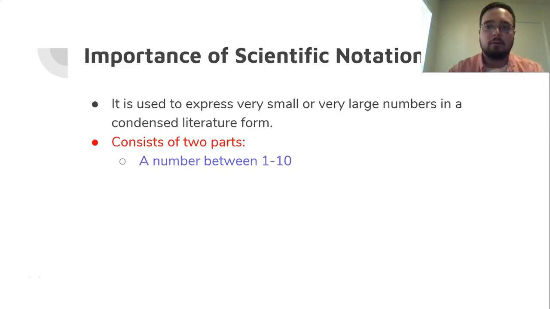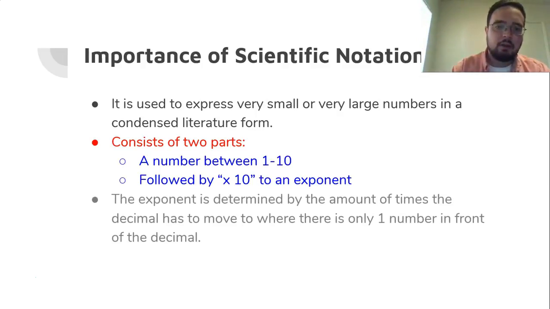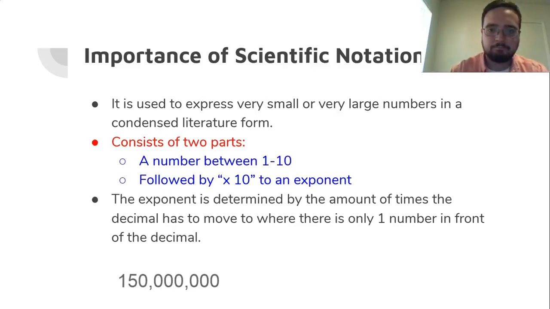It consists of two parts. First off, there is a number between 1 and 10 that's usually used at the very front of the notation. I'll explore that a little further in a second. And then it's followed by an exponent, where it's 1 through 10 times 10 to the something. That something could be positive or negative. The exponent is determined by the number of times the decimal has to move to where there is only one number in front of the decimal at the beginning. That seems a little weird to say, but I'll help demonstrate that in just a little bit.